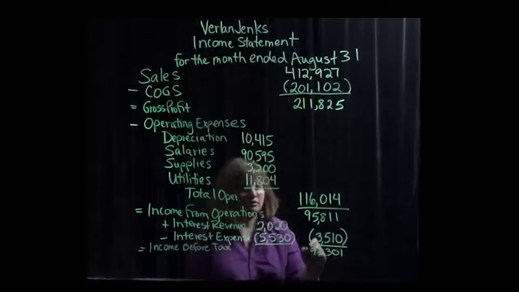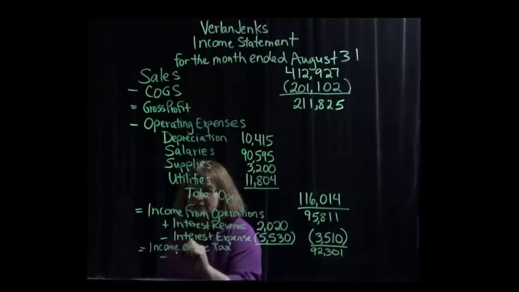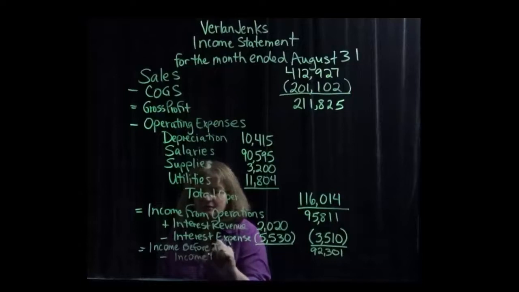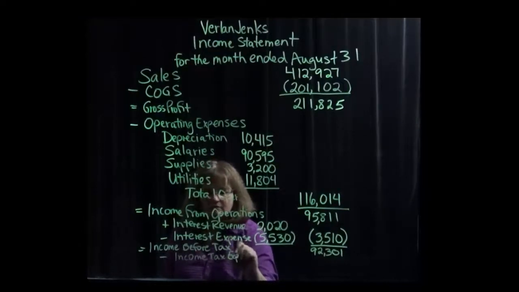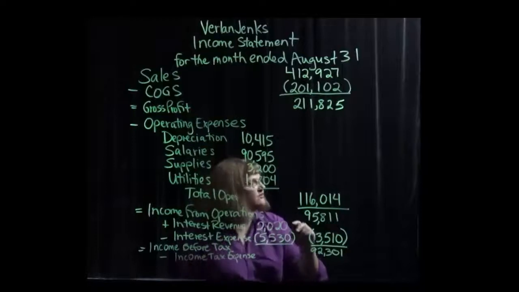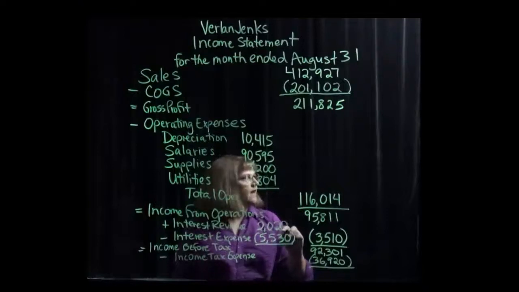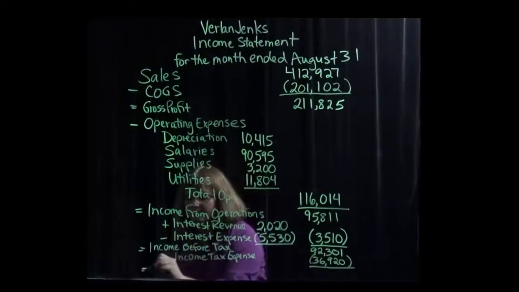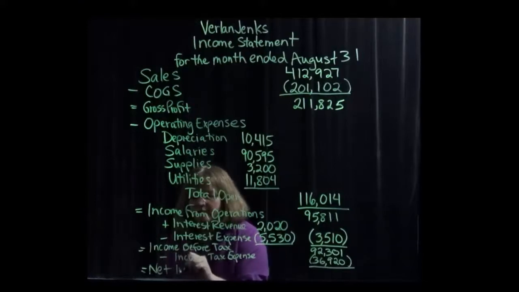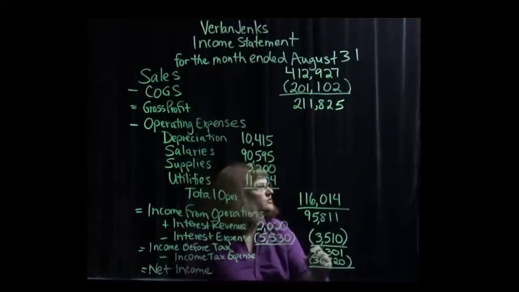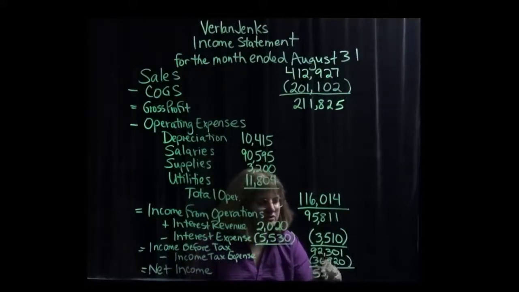We then subtract out our tax, which in this case is $36,920. You can see we have a fairly high tax rate in this organization's community. And that leads us to our bottom line number that we are most interested in, which is net income, which in this case is going to be $55,381.